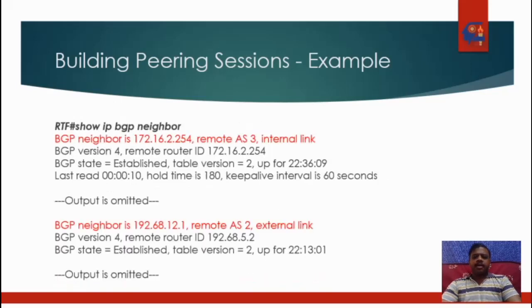From RTF's point of view, neighbor 172.16.2.254 is an internal neighbor that belongs to AS3. The neighbor connection is running BGP 4 with the table version of 2. The table version changes every time the BGP table is updated. RTF's other neighbor 192.168.12.1 is also in an established state. This external neighbor belongs to AS2, Autonomous System 2. Please note that the display indicates that this neighbor is 2 hops away as configured in the eBGP multihop.